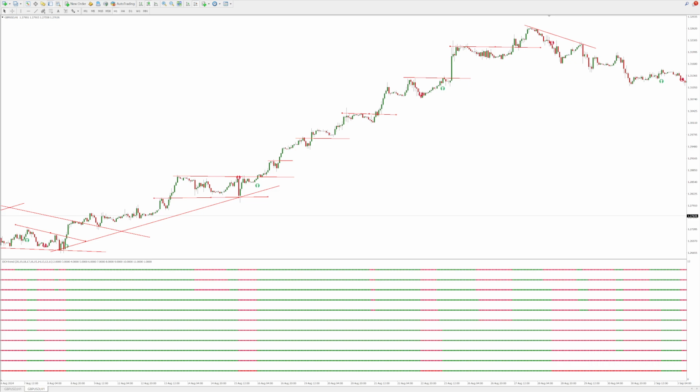So hopefully that's given you an idea of how you can implement the Donchian Trend Ribbon in your trading strategy.